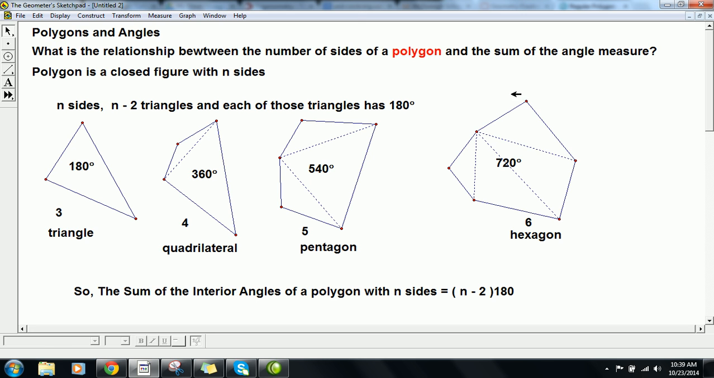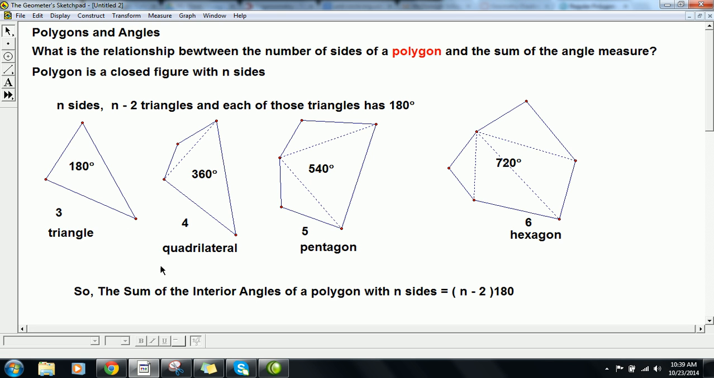So this is what we did yesterday, right? We're talking about polygons and angles, and we kind of worked through the relationship between the sum of the interior angles: 1, 2, 3 for a triangle, 1, 2, 3, 4 for a quadrilateral, etc., right? And so if we have n sides, we have n angles. And what we found was that if we have n sides, we cut that polygon into n minus 2 triangles. And each of those n minus 2 triangles has 180 degrees to it, right?